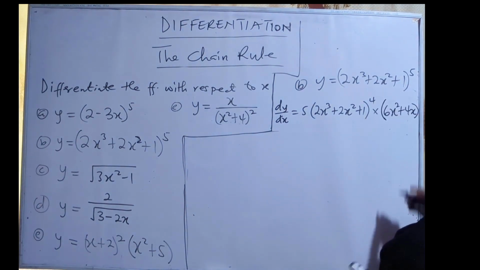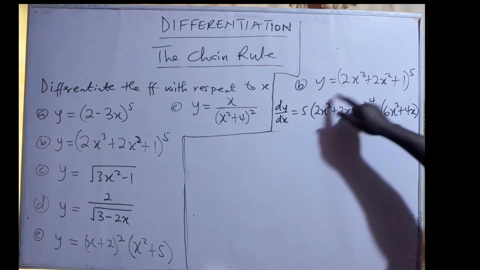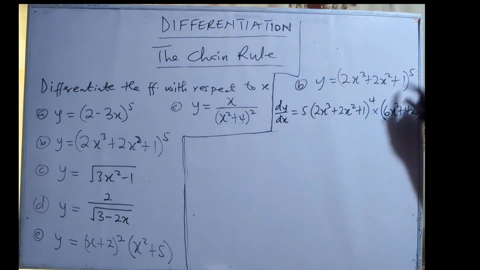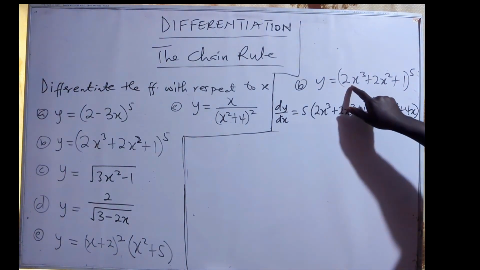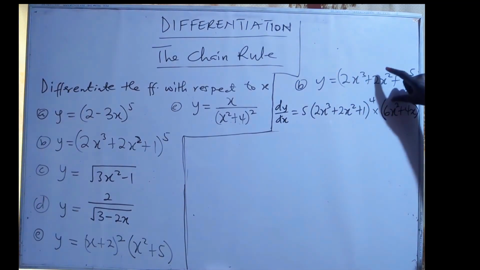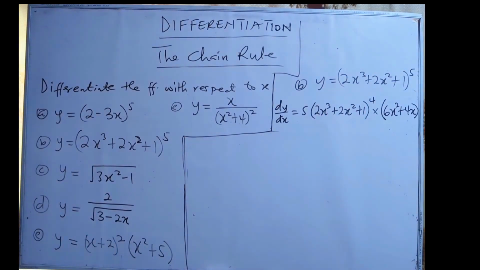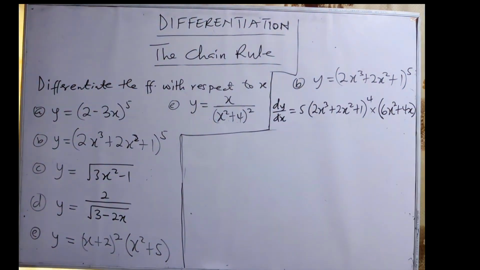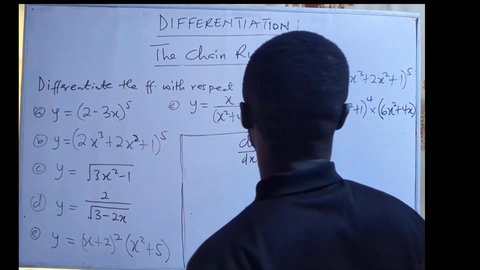You can write this multiplication sign if you like. So what we do is take this whole thing, bring your 5 here, and write whatever is here, reduce the exponent by 1, so it becomes 4. Then multiply by the derivative of this trinomial. 3 times 2 becomes 6, then you subtract 1 from the exponent, so 6x squared. Then 2 times 2 becomes 4, and I subtract 1 from here, so that will give me 4x. And then the constant 1 becomes 0.